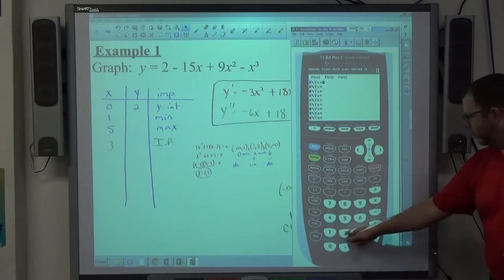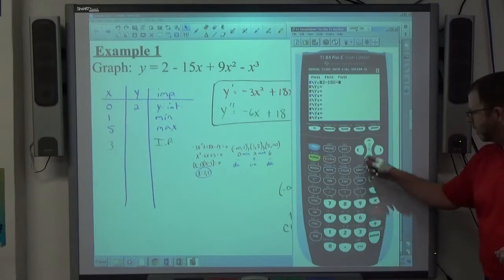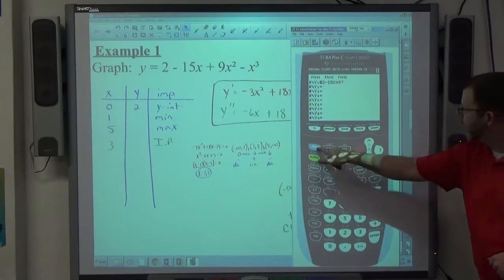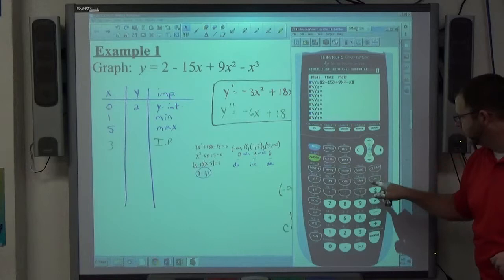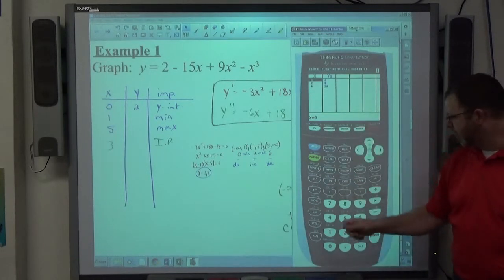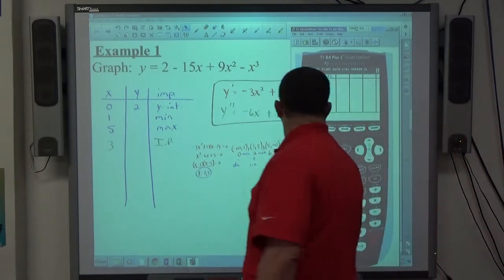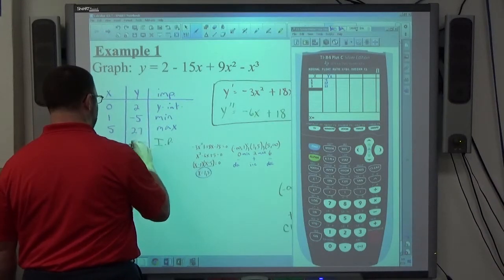So I'm going to put 2 minus 15x plus 9x squared. Helps if we hit the 9. 9x squared minus x cubed. All right, verify that we typed it correctly. I'm going to go to my table, I'm going to start substituting numbers in. So obviously 0, 2, we can verify that. 1, 5, and 3 are the numbers we got here. So 1 is negative 5, 5 is positive 27, 3 is 11.